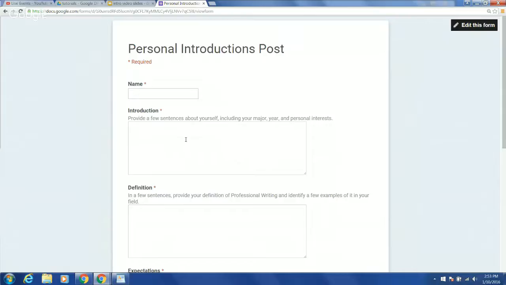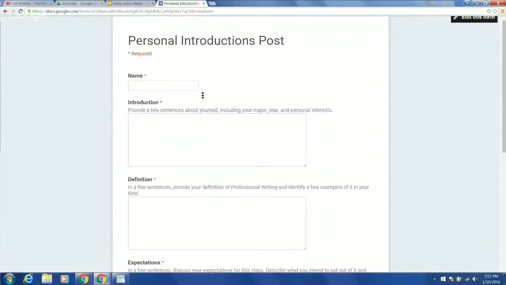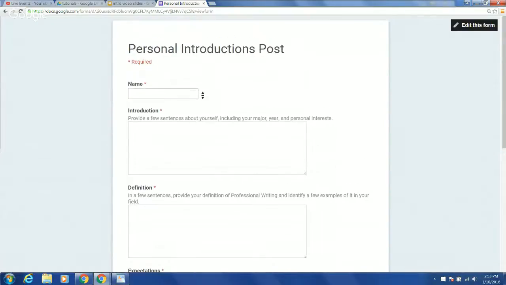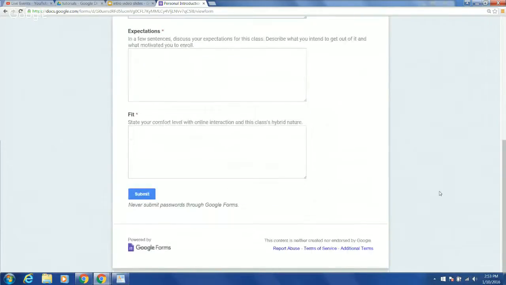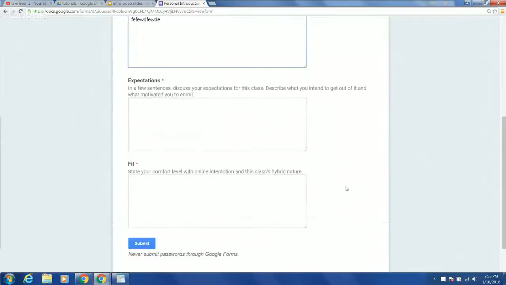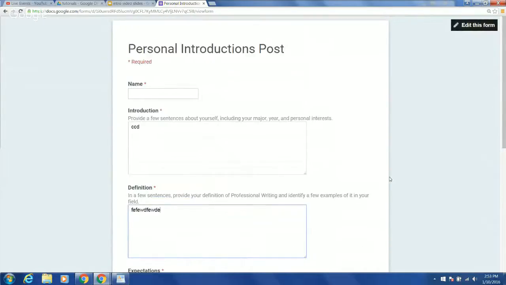This is our first engagement assignment. It's our personal introductions post. And as you can see, it's just a few questions. So what you're going to do is, instead of writing right into this thing, because what happens if your computer freezes, or you go click submit here and the computer crashes, or it just shows white and you don't know what happened. You've lost everything. That's why we do not write directly into forms. What we do is we write in something else, probably like Microsoft Word, and then we just copy and paste it over.